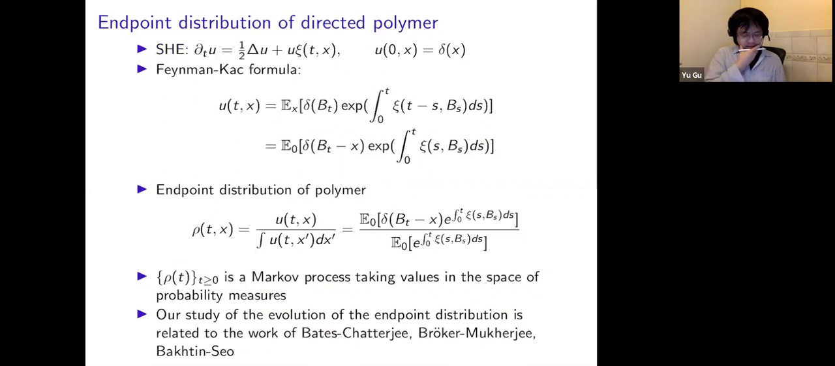Our study of the evolution of this quantity is related to the recent work of Bertini, Chatterjee, Brockington, Mukherjee, and others.